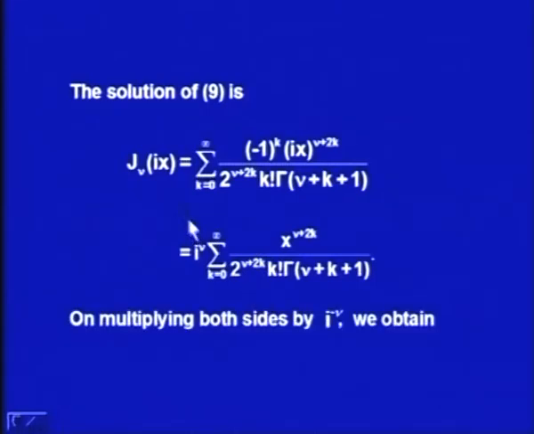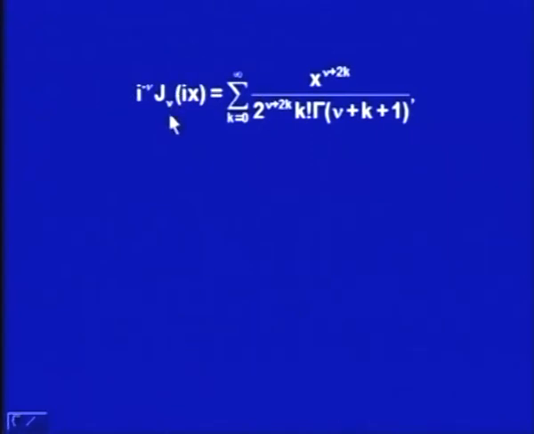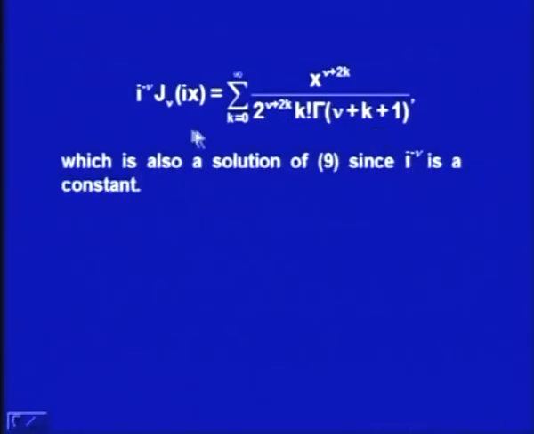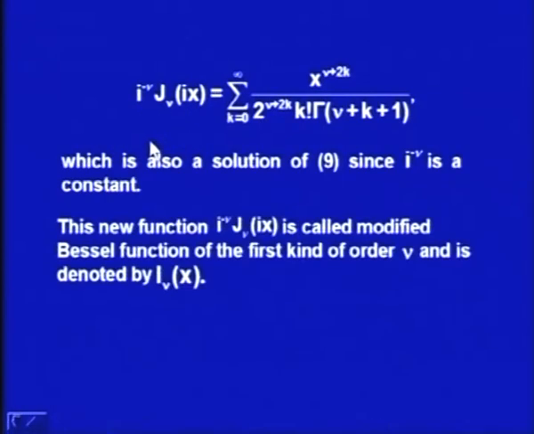Now, let us multiply both sides of this equation by i to the power minus nu. Then we will obtain i to the power minus nu into J nu (ix) equal to sigma k equal to 0 to infinity x to the power nu plus 2k over 2 to the power nu plus 2k into k factorial gamma (nu plus k plus 1), which is also a solution of 9, since i to the power minus nu is a constant. Then i to the power minus nu into J nu (ix) is called the modified Bessel function of the first kind of order nu and is denoted by I nu (x).